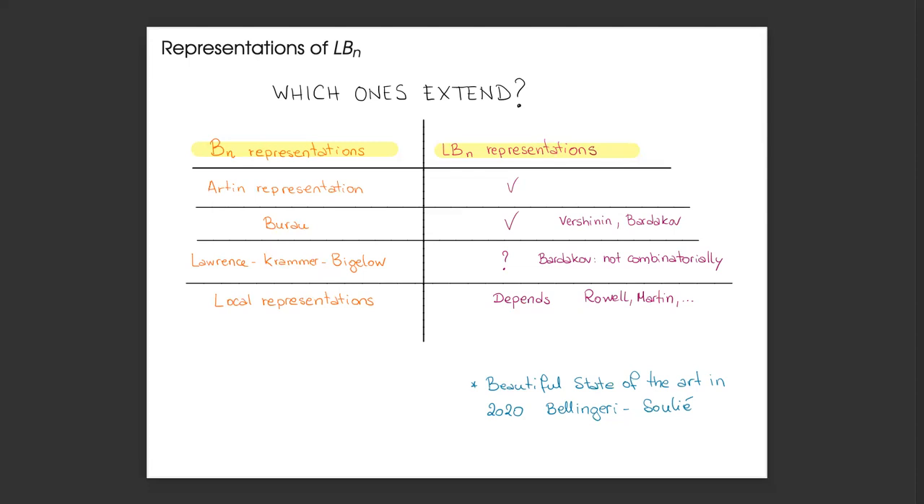And about local representation, it depends on what we are talking about. This is a partial overview. There is a good state of the art of representations of loop braid groups in a recent preprint. I think it's still a preprint, I'm not sure, by Bellingeri and Soulié, who work exactly on representations of loop braid groups.